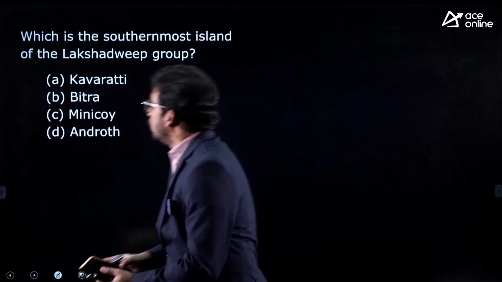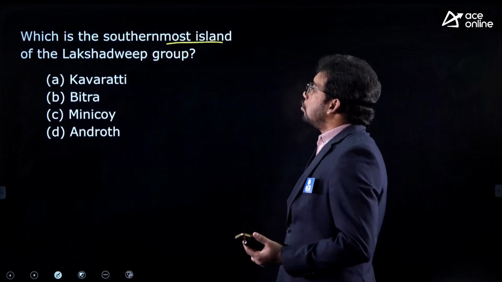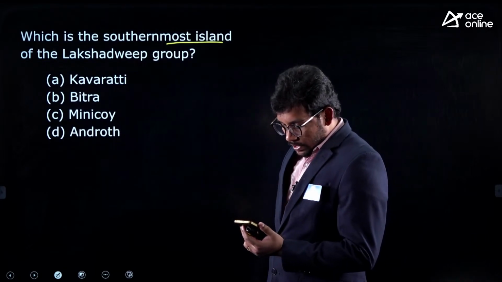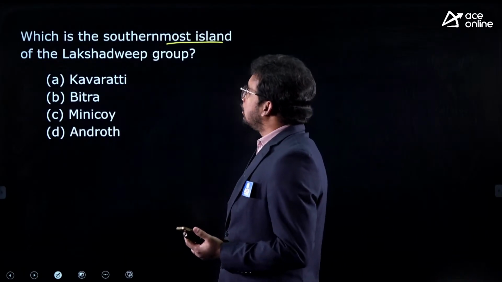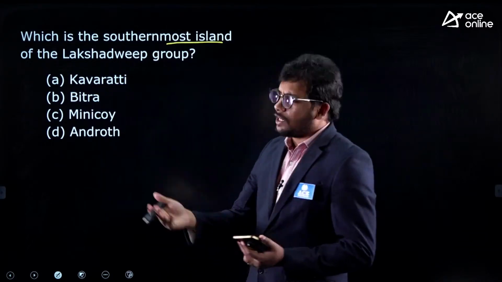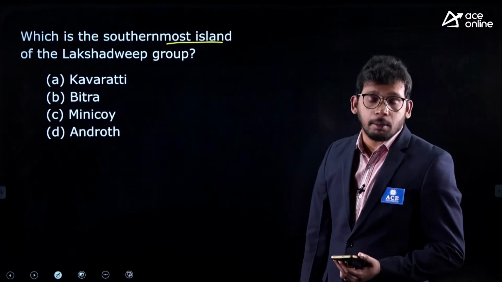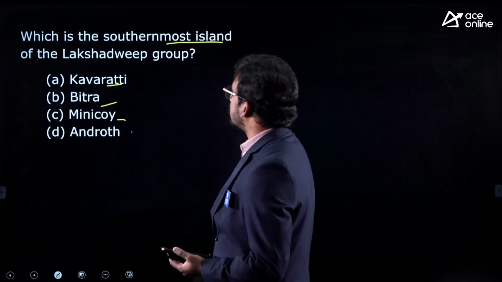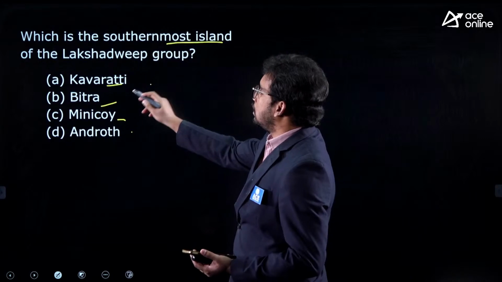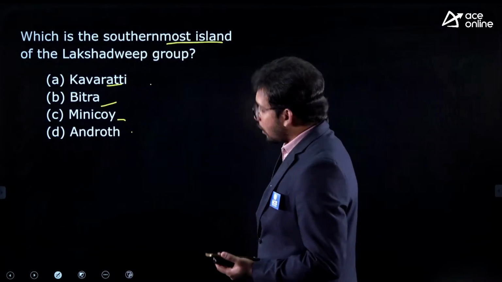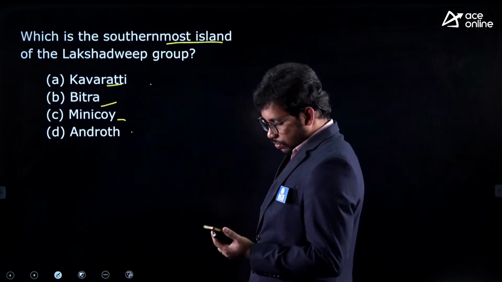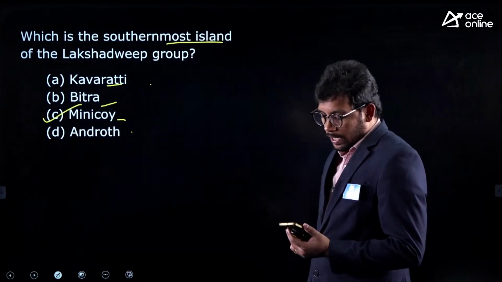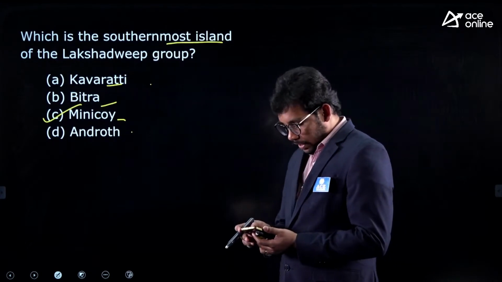Next question. Which is the southernmost island of Lakshadweep group? Recently in TSPSC group 3 they have asked about Bangaram Island, right, where this is located. So Lakshadweep only. Anyway, they have given 4 islands and asking for southernmost one: Kavarati, Bitra, Minicoy and Androth. So the answer is Minicoy. Minicoy is the southernmost island of the Lakshadweep group, right.